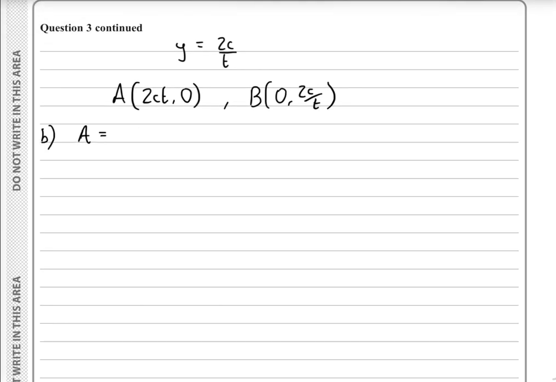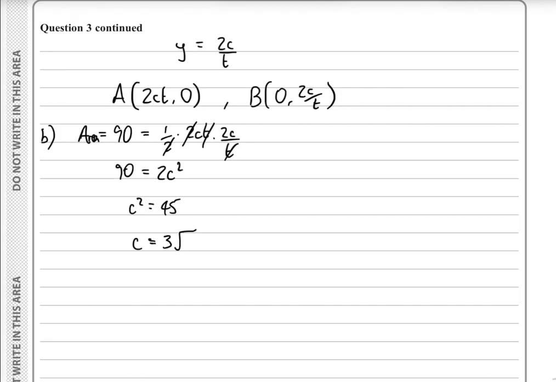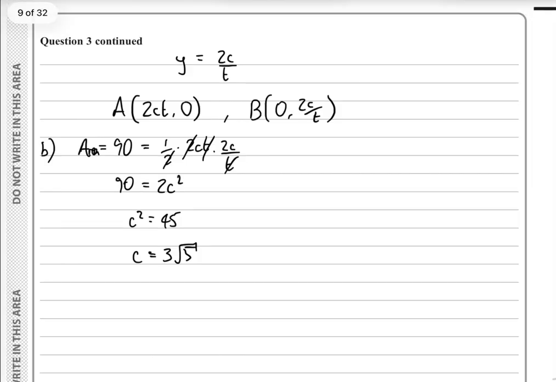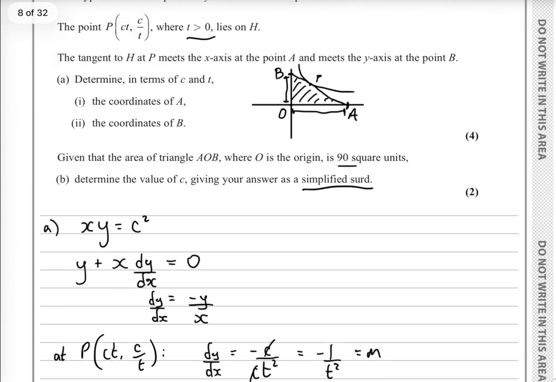So the area, which is 90, looks like A, area is equal to half of 2ct times 2c over t. That cancels. Oh, so does that, and we get 2c squared is 90, c squared is 45, c is equal to square root of 45, which is 3 root 5 as a simplified surd. That is the question finished.